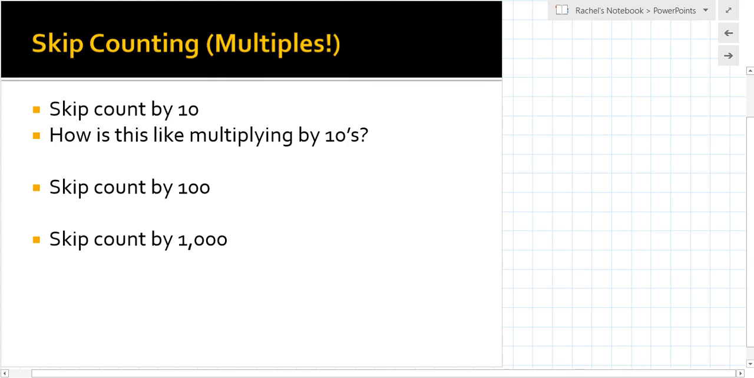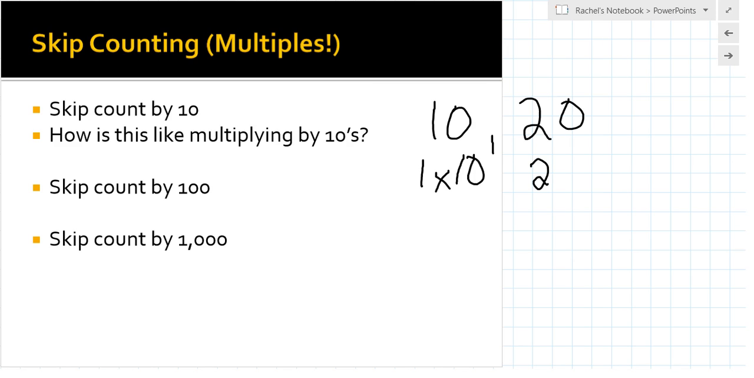For a warm-up, students began skip counting by tens. And so skip counting 10, 20, 30, 40. This is like multiplying by tens because when we learned about multiples and we skip count, we realized that 10 is 1 times 10, 20 is 2 times 10. If we kept going, 30 is 3 times 10. It's the counting numbers, 1, 2, 3, 4, 5, and we're multiplying by 10 each time.